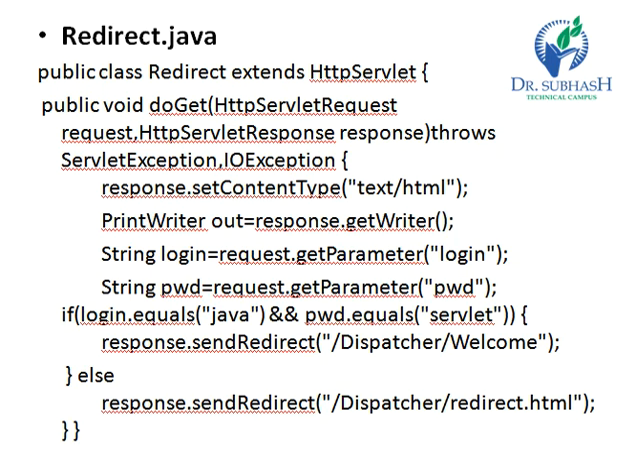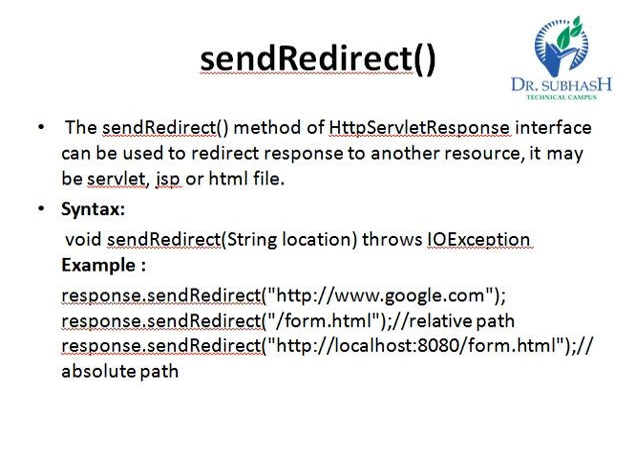So in both examples we just dispatch our request. In the first example we use request dispatcher and its two methods, forward and include, while in this example we use the sendRedirect method. So what is the sendRedirect method? The sendRedirect method is a method of the HttpServletResponse interface. It can be used to redirect the response to another resource, such as a Servlet, JSP or HTML file.